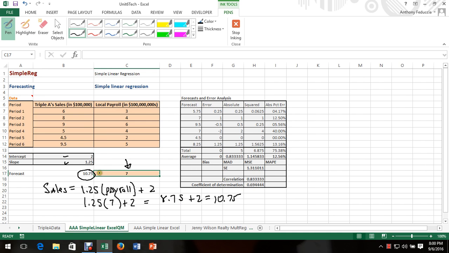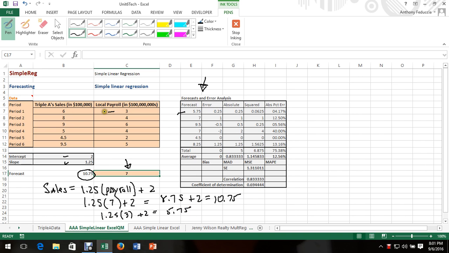in payroll. Now, one other thing. Over here, it talks about errors. And so, in the case with $300 million in payroll, if you put 3 in, 1.25 times 3 plus 2, you're going to get this forecast, 5.75.